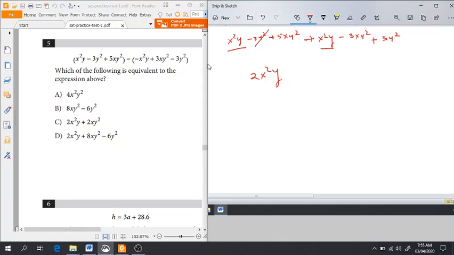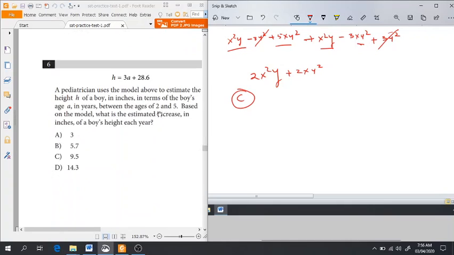Minus 3x square y plus 3x square y get cancelled out, plus 5xy square and minus 3xy square. 5 minus 3, it's gonna be plus 2xy square. This corresponds to the answer choice C. So C is the right answer to this question.